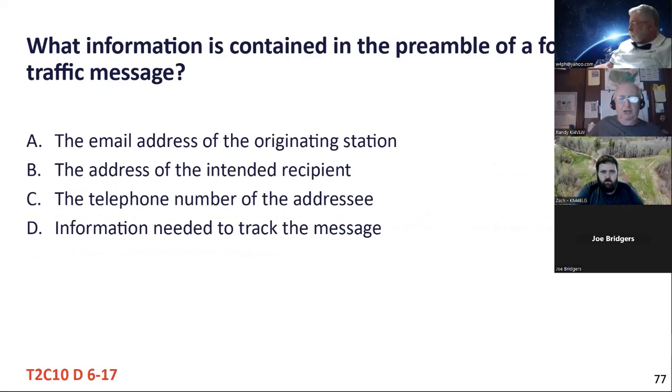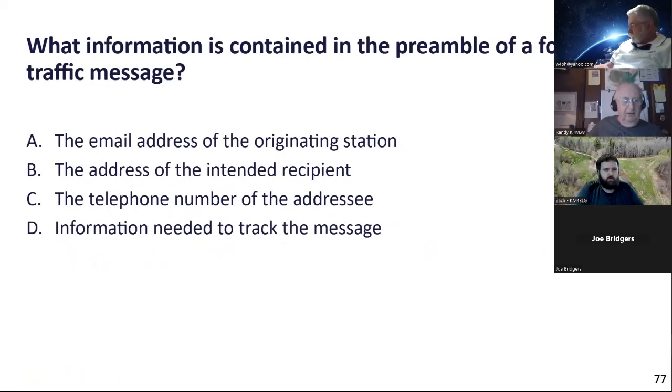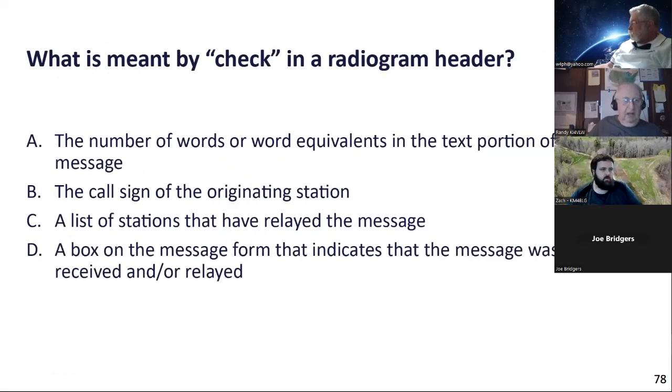What information is contained in the preamble of a formal traffic message? That would be E, or a B, I'm sorry. Go back one, Howard. The address of the intended recipient. Okay, thank you, Howard. And what is meant by check in a radiogram header? That would be A, the number of words or word equivalents in the text portion of the message.